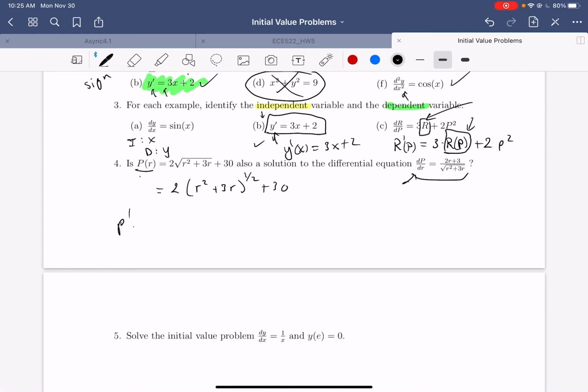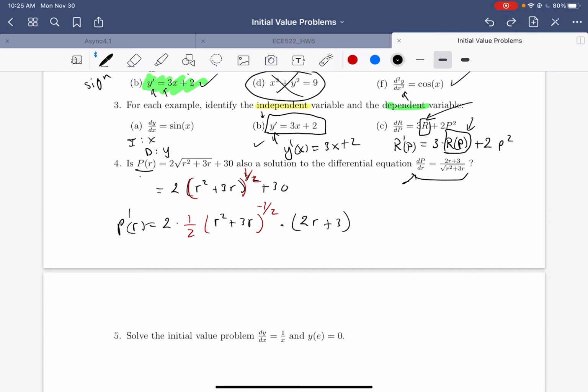So here we go. p prime of r is equal to, this 2 just comes along for the ride. Now I take the derivative of my outside function. So the 1/2 comes down, I leave the inside the same, and I subtract 1, so now I have negative 1/2. I leave the inside the same, r squared plus 3r. And then I multiply it by the derivative of the inside, because this is the chain rule. So I have 2r plus 3. And this plus 30 is gone. I could have plus 0, but it's gone. All right, there's my derivative for p.